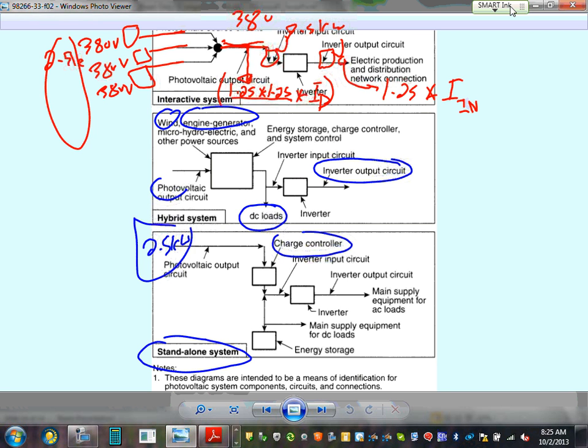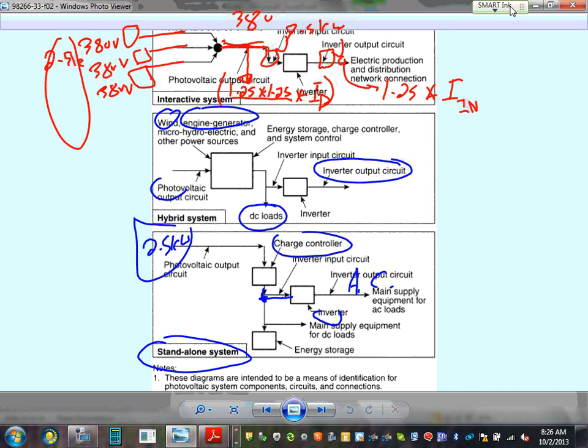So if you're off the grid, you didn't hear me talking about grid here, batteries with the interactive. We don't, or with the hybrid, because you have multiple sources of power. Here you have only one source of power, the solar. You have to have a backup power. Your backup power is battery. So you have to charge the batteries, then you take the energy that you charged and send it to an inverter. Now this is your AC load. You feed it the AC load.